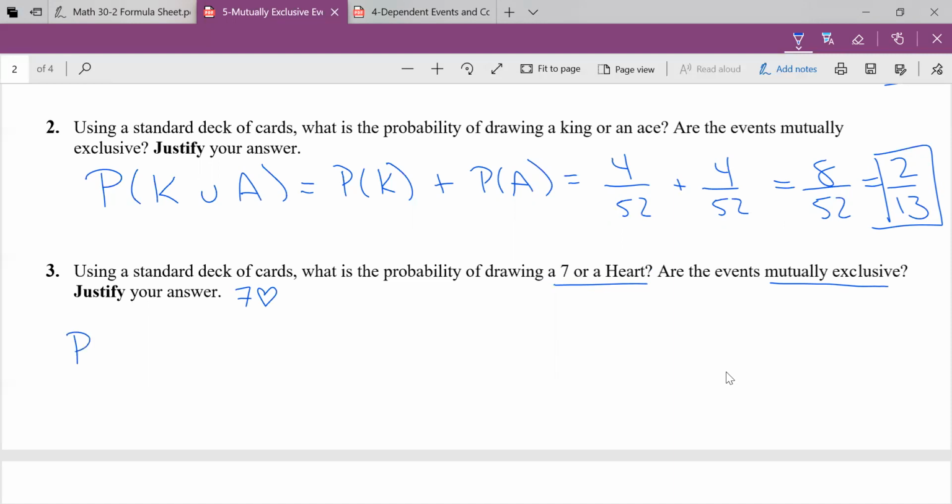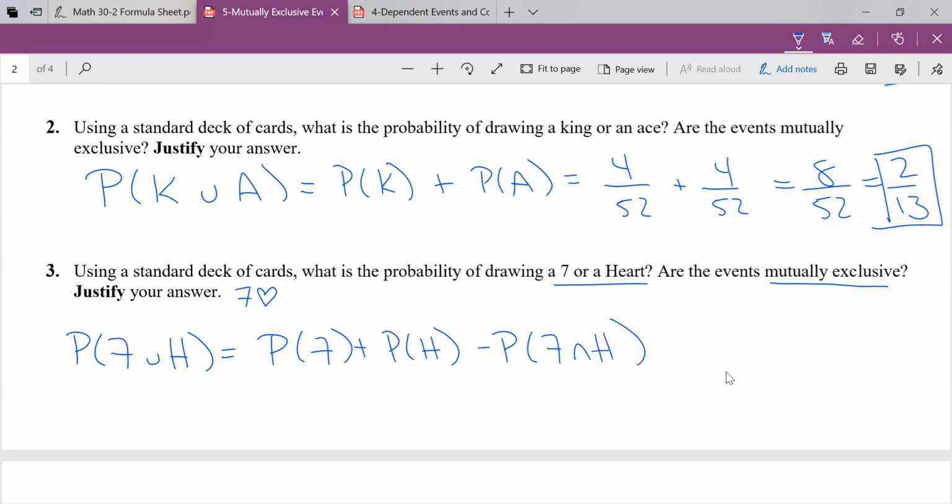When I write out my formula, the probability of getting a 7 or a heart is the probability of getting a 7 plus the probability of getting a heart minus the probability of getting a 7 that is a heart, a 7 and a heart. So what do we get? The probability of getting a 7: there are 4 sevens in the deck.